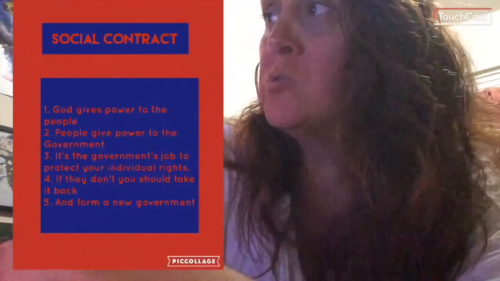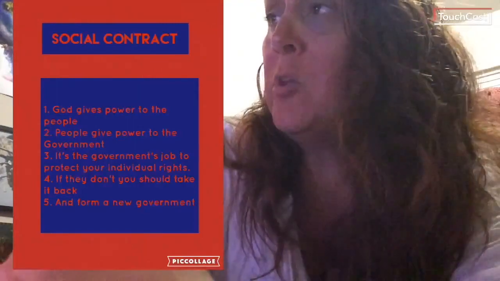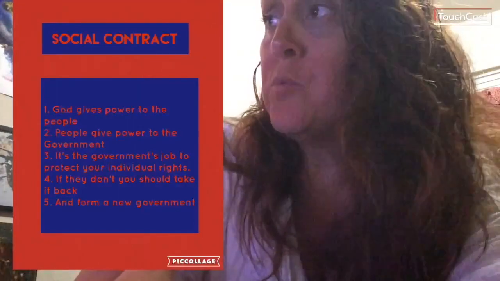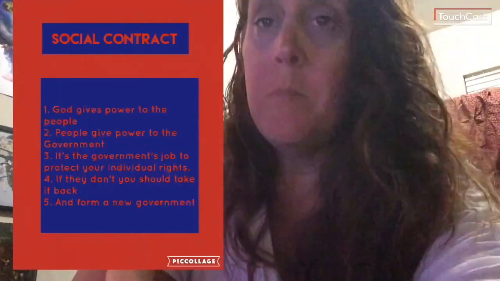So the definition of social contract is an implied agreement among people and of an organized society that defines the rights, duties, and limitations of the government and the governed.